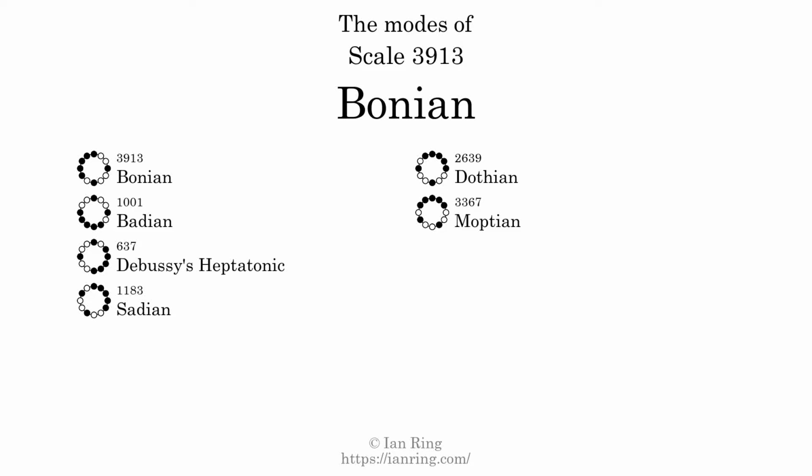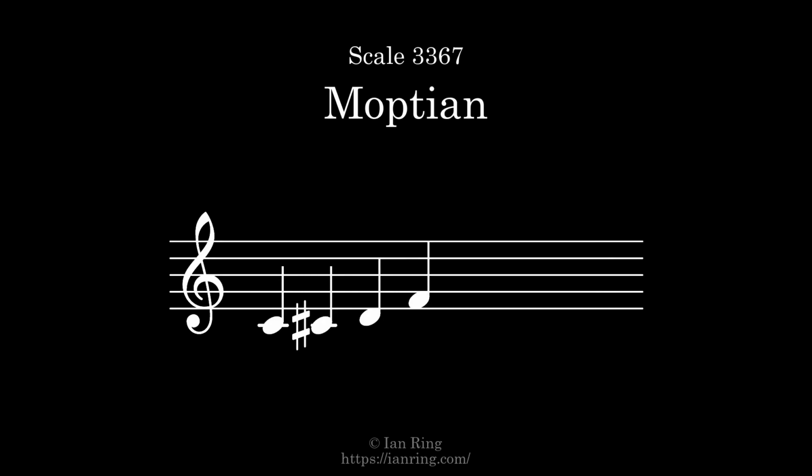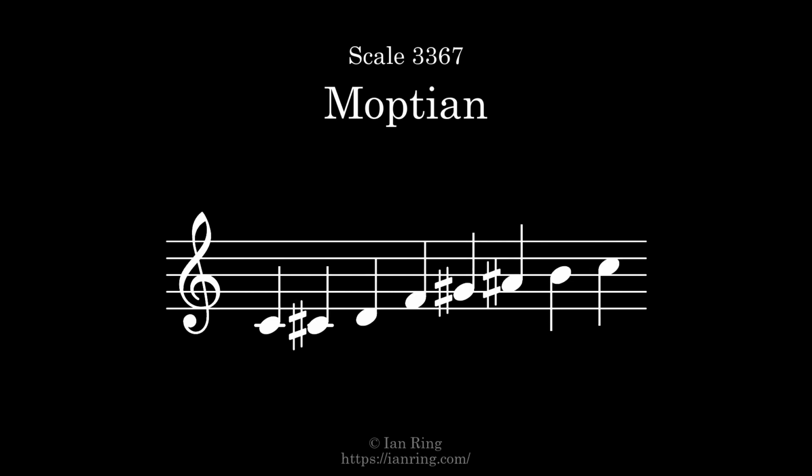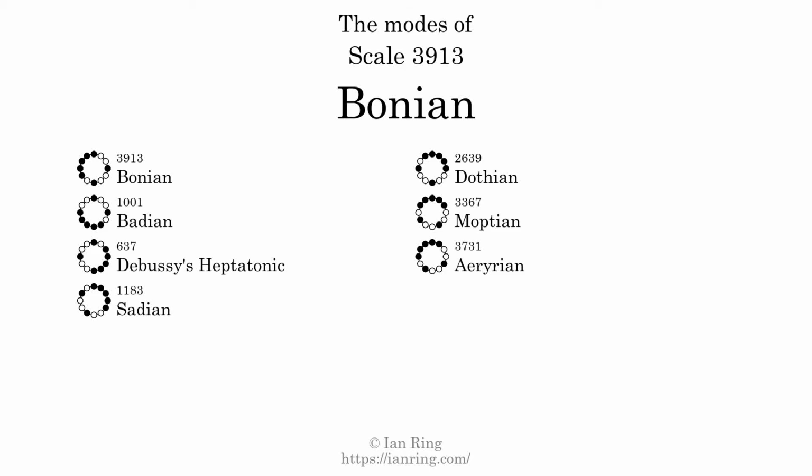The sixth mode is scale 3367, also known as Moption. It sounds like this. The seventh and last mode is scale 3731, also known as Aririan. It sounds like this.